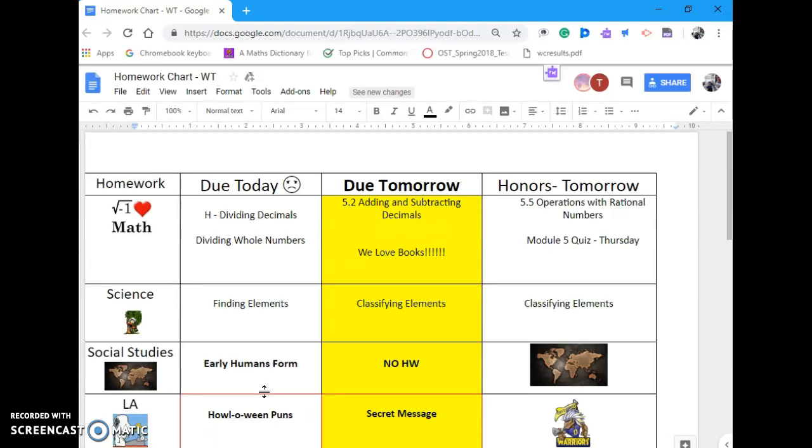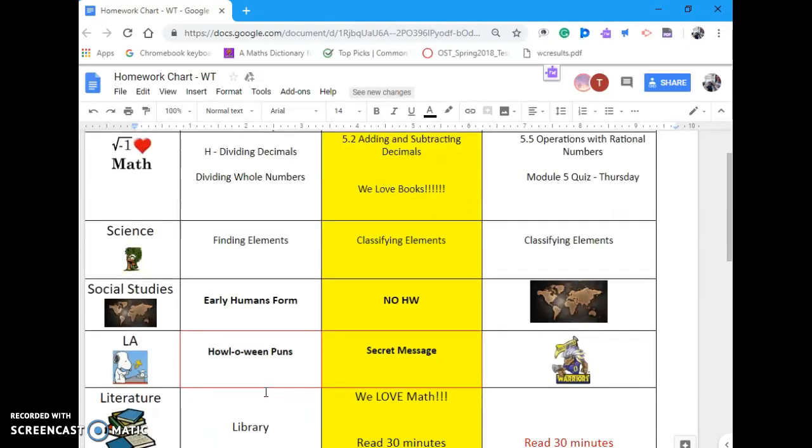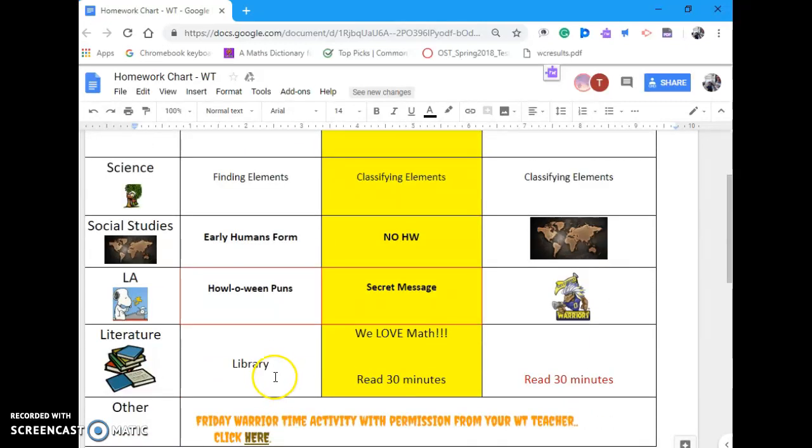In Language Arts, we have a secret message that has to do with the next unit that we are working on. This is a paper and pencil assignment. And in Literature, we had Library today, and we are reading 30 minutes for homework. AR goals have been set for the kids, so the kids know what they need to be working for this quarter. It's going to be it for today.